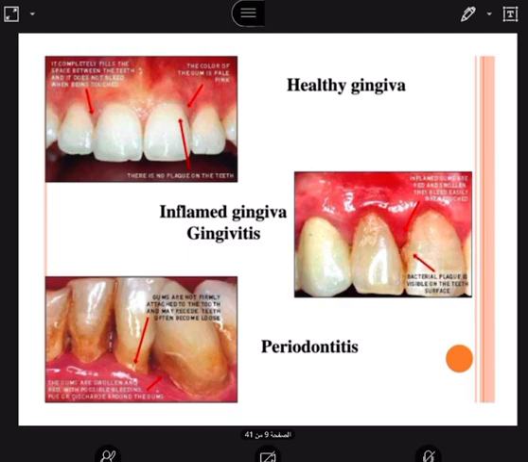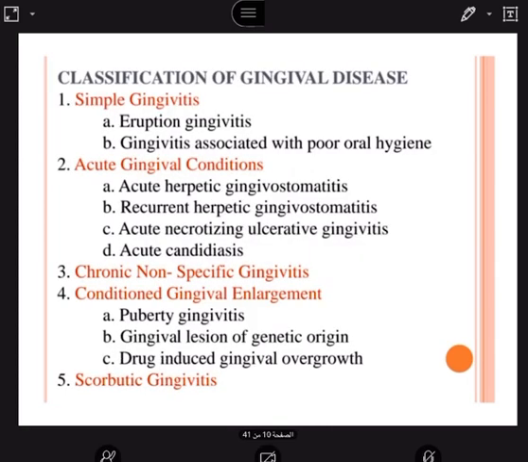You can see loss of attachment, periodontal pockets, etc. Okay, so all these things you already know, but it's the same thing in adults also. Now classification of gingival diseases. Now there is a new classification, I think. Okay, so just use a broad classification, at least for Pedo's sake.